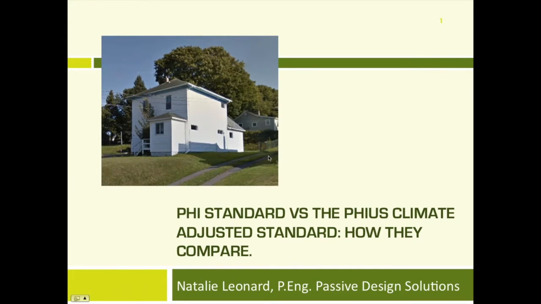It's running for 8:30. So I have a presentation here for you this evening on the PHIUS Institute of the German standard versus the PHIUS climate adjusted standard and how they compare.